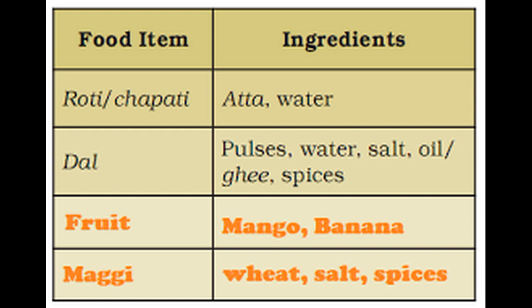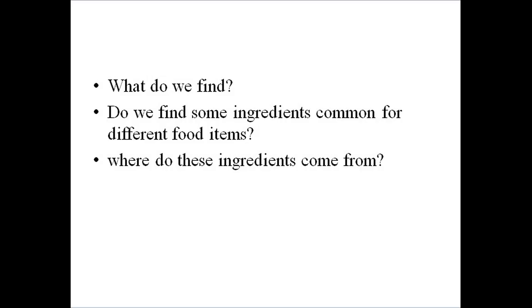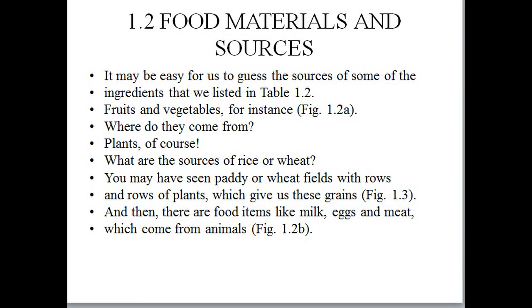What do we find from this table 1.2? Do we find some ingredients common for different food items? Where do these ingredients come from? Food materials and their sources. It may be easy for us to guess the source of some of the ingredients. Fruits and vegetables, for instance, where do they come from? Plants, of course.